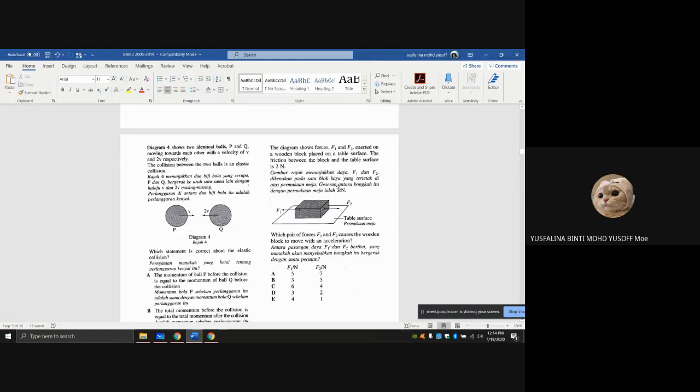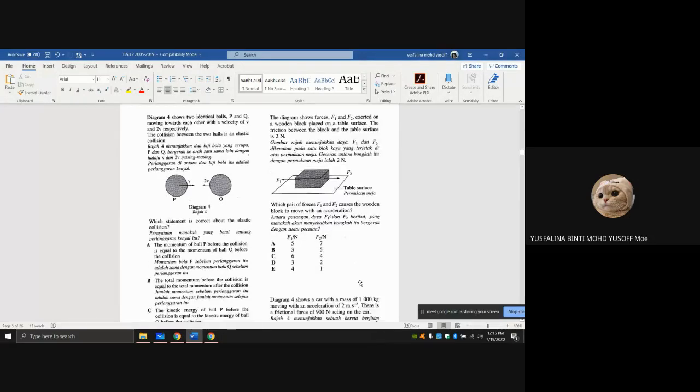So the frictional force is 2 Newton, right? So for this one, the net force is 7 minus 5, 2 Newton. It's not enough for the object to accelerate. 5 minus 3 also 2. 6 minus 4 also 2. 3 minus 2 is 1. So this one, the object cannot move. And then 4 minus 1 is 3. So 3 Newton, it's more than 2 Newton, higher than the frictional force here. So the object will accelerate. So the answer is E.